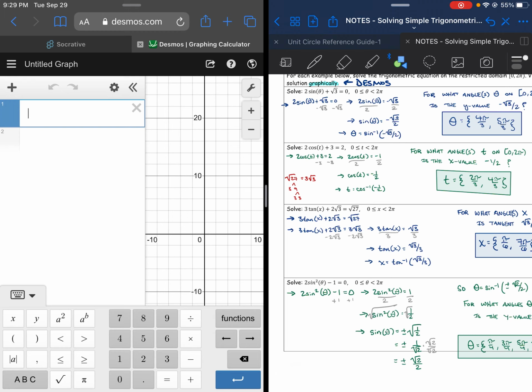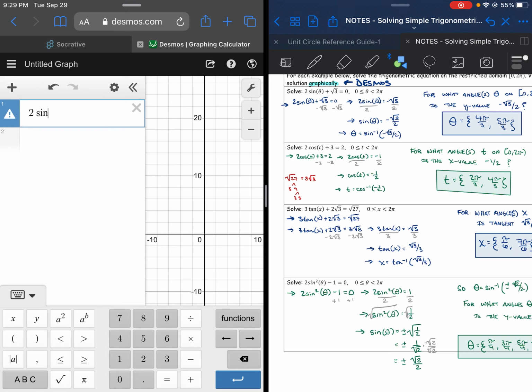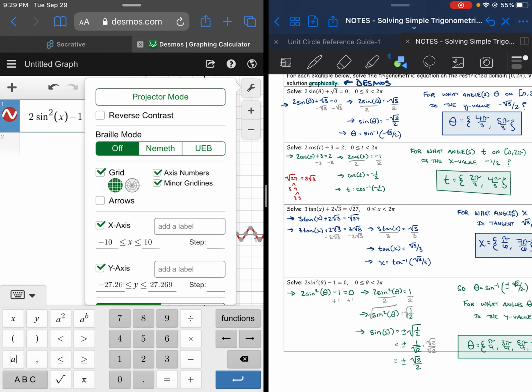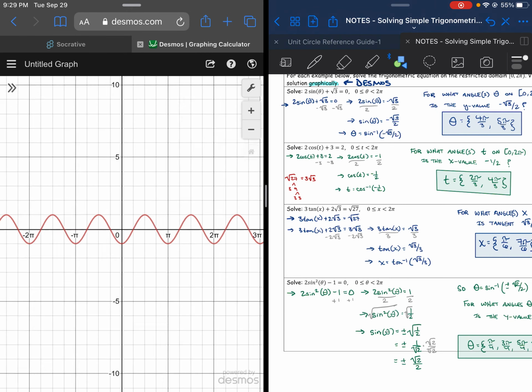Let's go ahead and put in 2 sine squared of x, and then minus 1, we already have it equal to 0, so we don't need to worry about that part. Let's change our step to something like pi over 4. And let's see what happens.